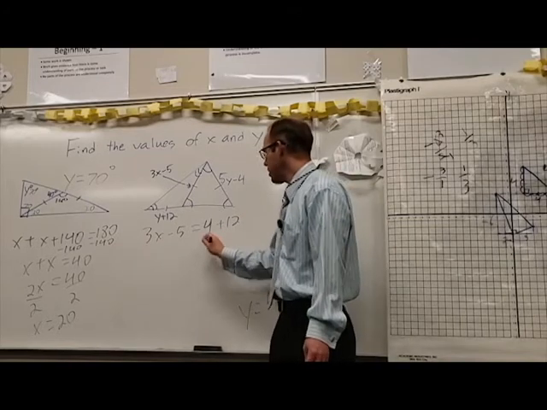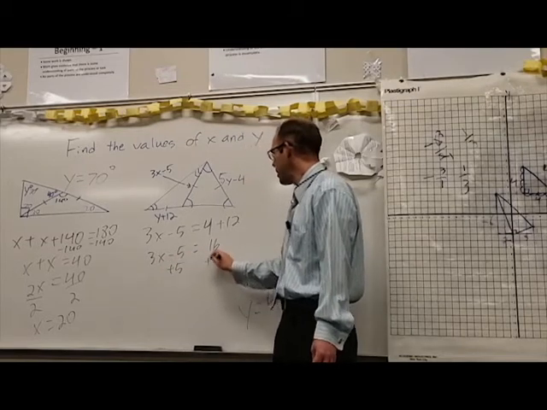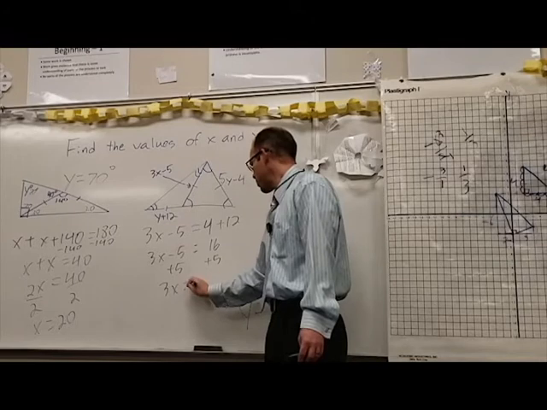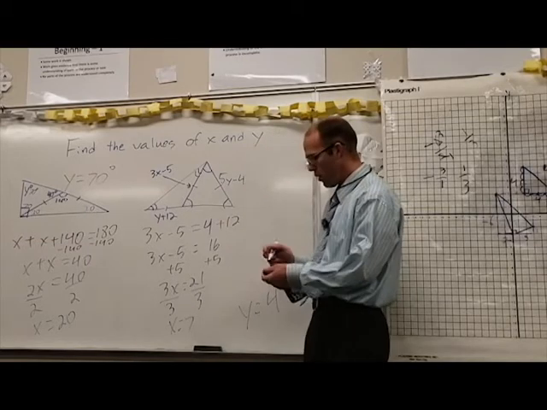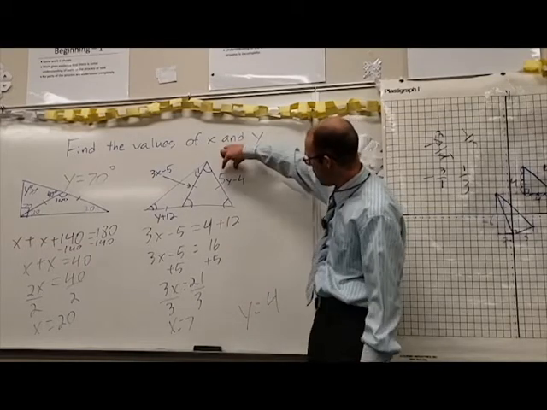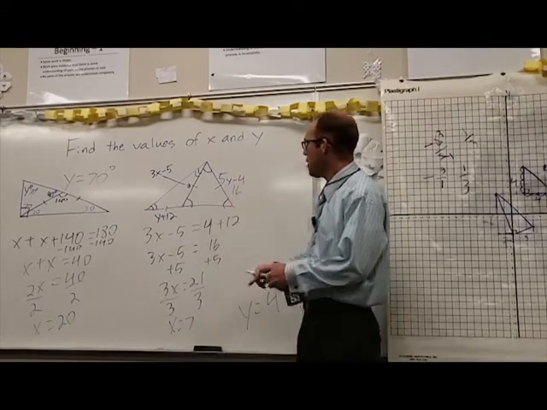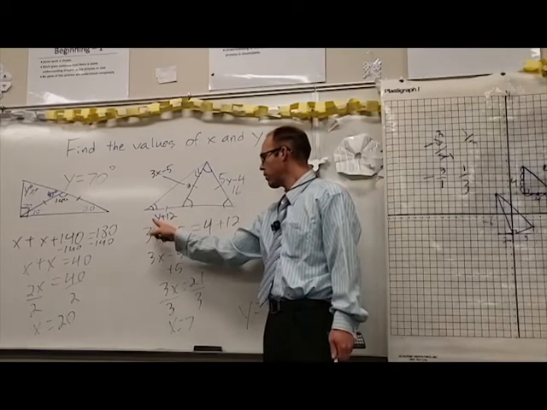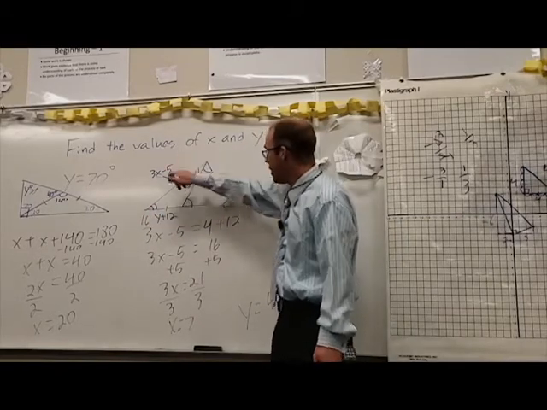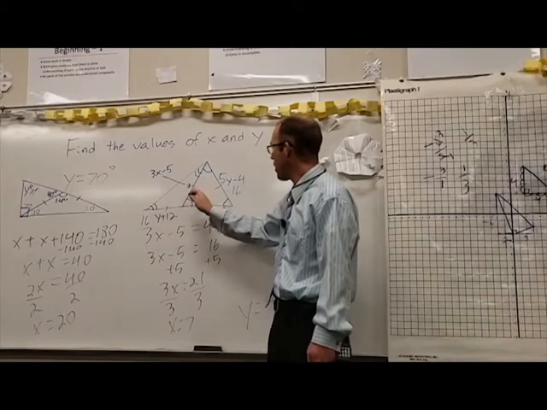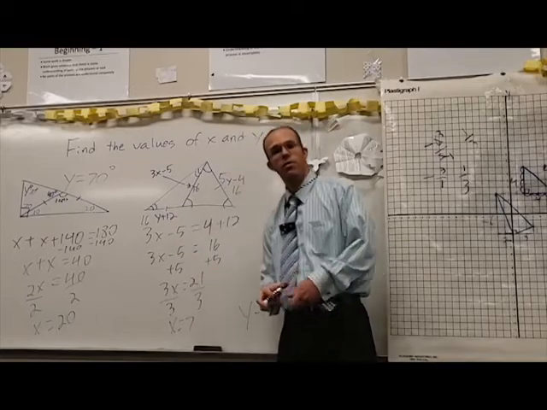4 plus 12 is 16. So we get 3x minus 5 equals 16. Add 5. We get 3x equals 21. And divide by 3 to get x equals 7. Let's check our work and make sure all three of those sides are congruent. So if y equals 4, 5 times 4 is 20, minus 4 is 16. Let's make sure these two are also 16. If y is 4, that gives us 4 plus 12, which is also 16. Awesome. If x is 7, then we get 3 times 7, which is 21, minus 5, which is also 16. So indeed, these three sides are congruent to each other. That confirms that our work is correct.